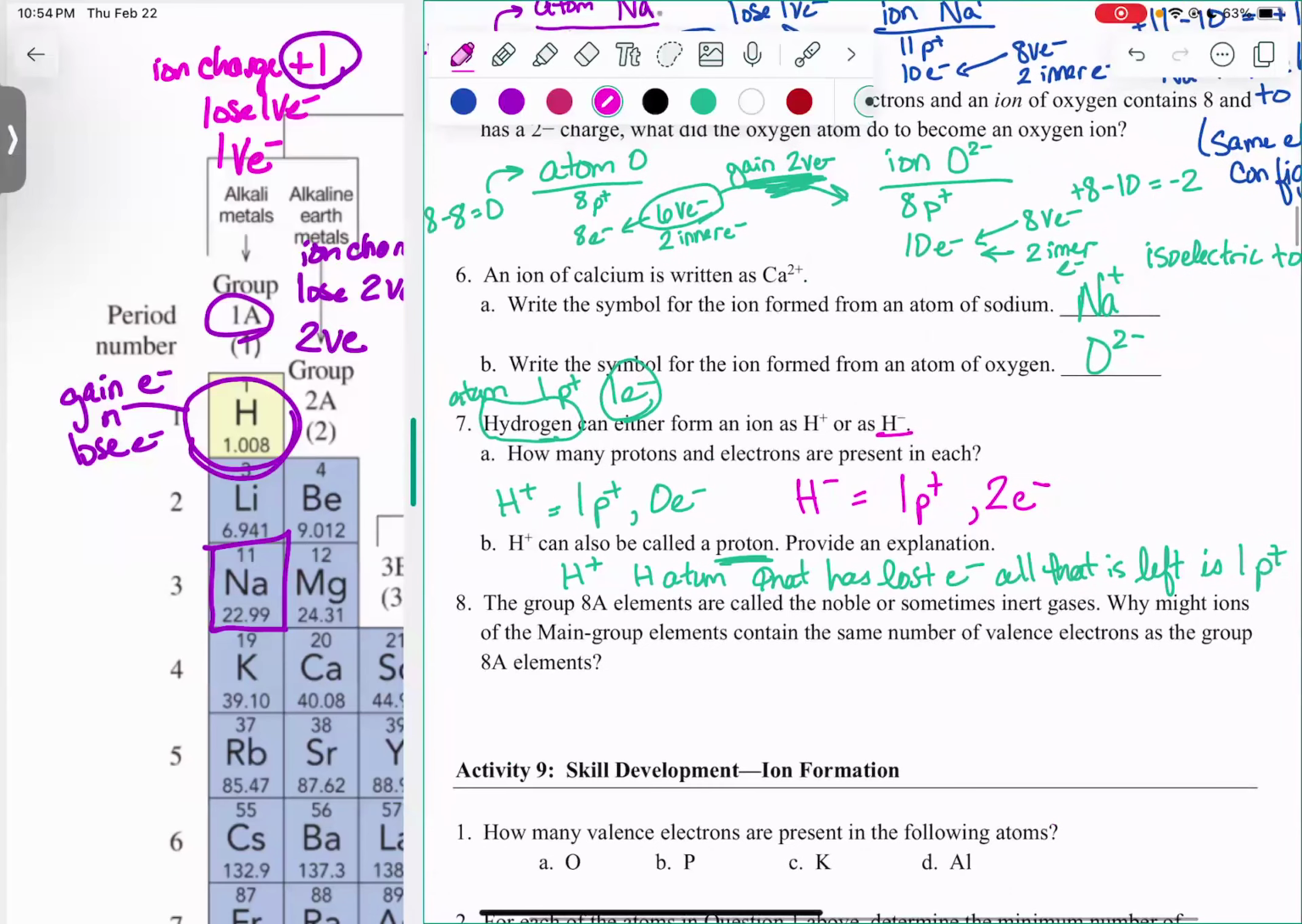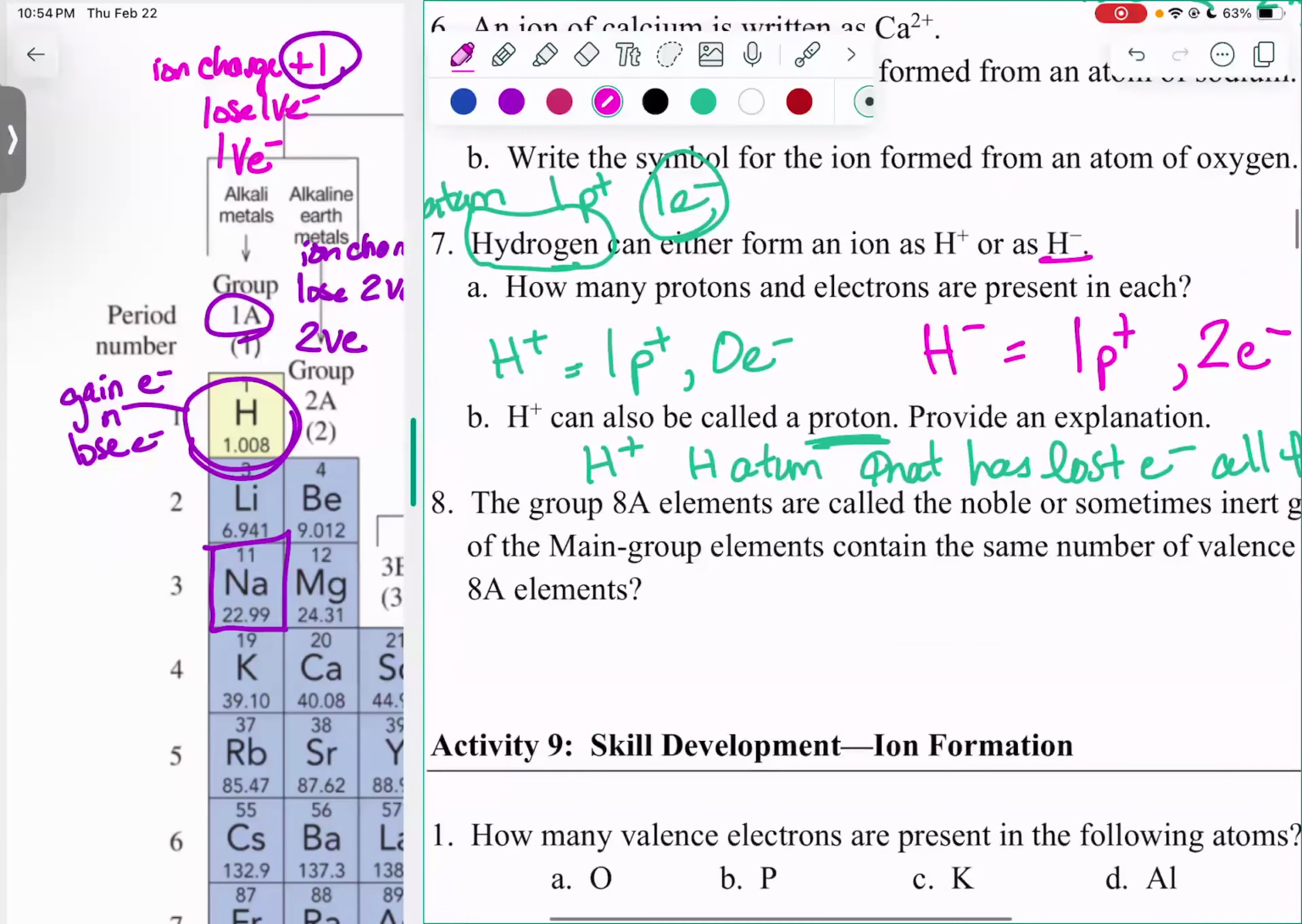All right, so the group 8A elements are called the noble gases, or sometimes inert. We talked about in class, they don't really react because they have really stable electron configurations. So why might ions of the main group elements contain the same number of valence electrons as our 8A? Well, all of our elements want to form that stable octet.